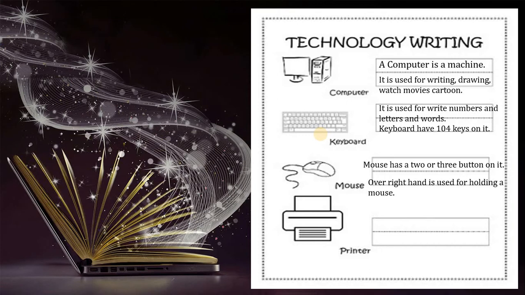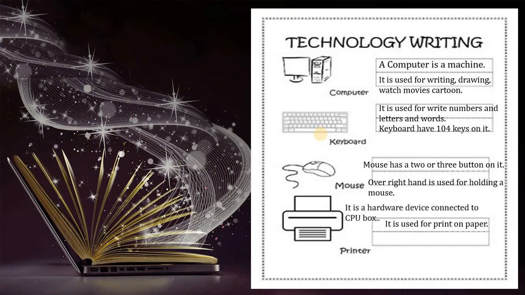Correct? Now see the fourth picture. Which picture is it? It is a printer. Printer. So tell me the first sentence. I am writing here: it is used to print on paper. It is so easy, right? Because a printer is used for printing on paper. Correct?